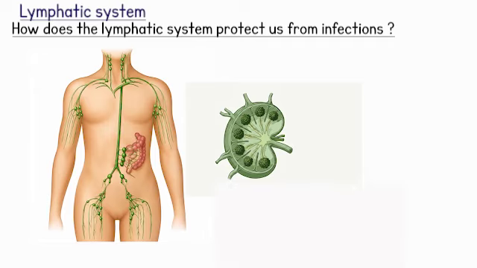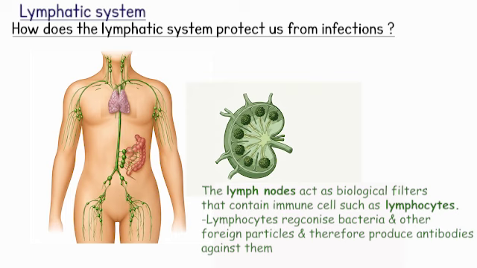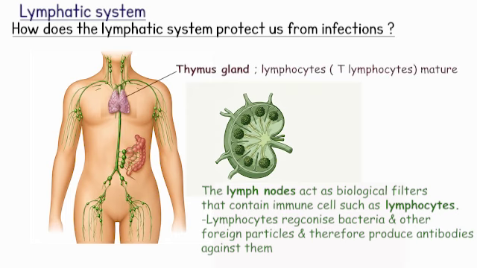So what happens here is that as the lymph passes through the lymph nodes, these lymph nodes contain immune cells such as lymphocytes, and these recognize bacteria and other foreign particles and therefore produce antibodies against them. So when these antibodies are produced, these act as a recognition site for phagocytes, which later engulf these bacteria and get rid of them. Lymphocytes are white blood cells, and these are made by the bone marrow, and they mature in the thymus gland. So that's why the thymus gland is important to the lymphatic system. It's where lymphocytes mature, and these lymphocytes move around the body through the lymphatic system.